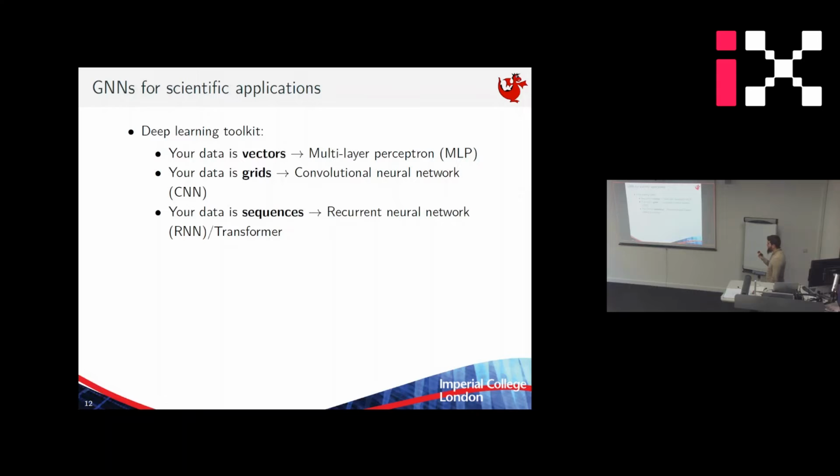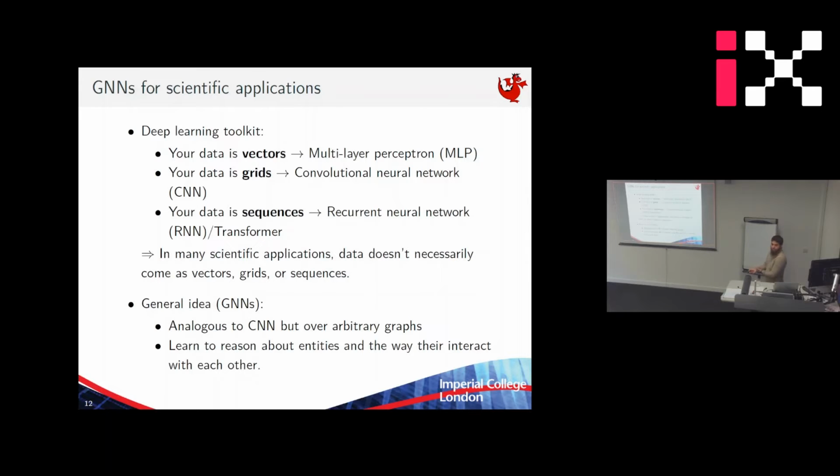But as we said, because most of the complex structures that surround us can be seen as graphs, it becomes natural to ask, what do I do when my data is neither vectors, nor grids, nor sequences? And it's a graph. That's why we call them GNNs, graph neural networks. The high-level idea is analogous to CNNs. A CNN works by leveraging a neighborhood of pixels: for each pixel, you take into account neighbor pixels. It's the same idea, but over arbitrary graphs. What you want is to learn to reason about entities and the way they interact with each other, right?